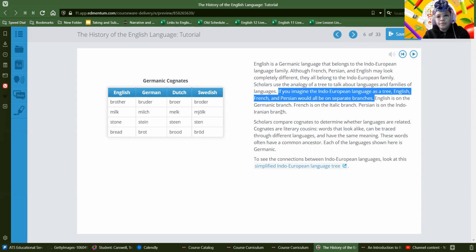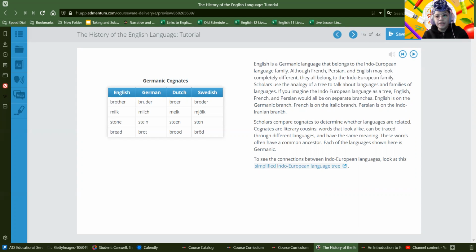Just like a family tree, you start off with one main tree of the family, and then you branch off to, well, what did people speak in this region and this region? And then as people move around and those languages splinter into other ones, you get branches and branches sticking out. And that's how you get English. So Indo-European is the tree. Then we get Germanic as a branch, and then on that branch is English.